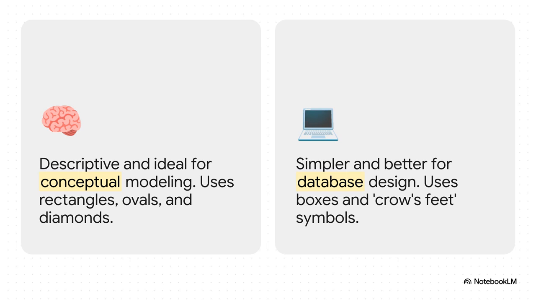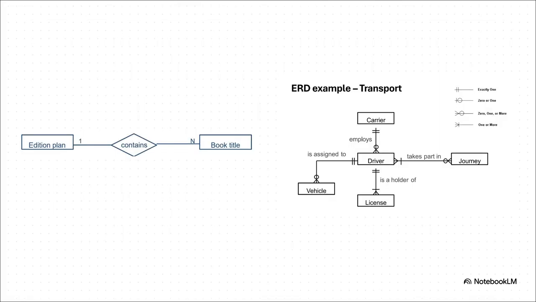Now, there are two primary ways you'll see these diagrams drawn. Chen notation, which we've been looking at, is really great for high-level conceptual modeling because all the different shapes are so descriptive. On the other hand, you have crow's foot notation. It's more compact, it's more technical, and that makes it the go-to choice when you're actually designing the database schema. It's just a lot closer to the final implementation. Let's look at a direct comparison.